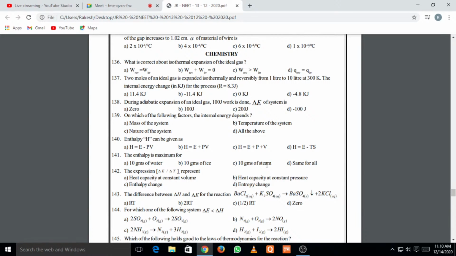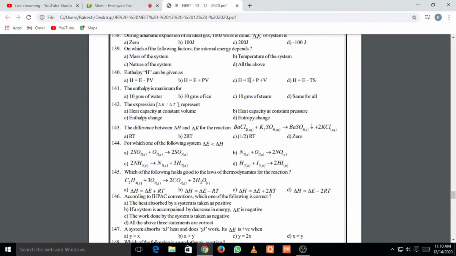For which of the following is delta E lesser than delta H? Whenever delta n is positive, delta E is lesser than delta H. Here 2 minus 3 is equal to minus 1 as the delta n value. 2 minus 2 is equal to 0. 2 minus 2 is equal to 0. Now here 4 minus 2 is equal to 2. Delta n is positive, so delta H is greater than delta E. So C is the answer.